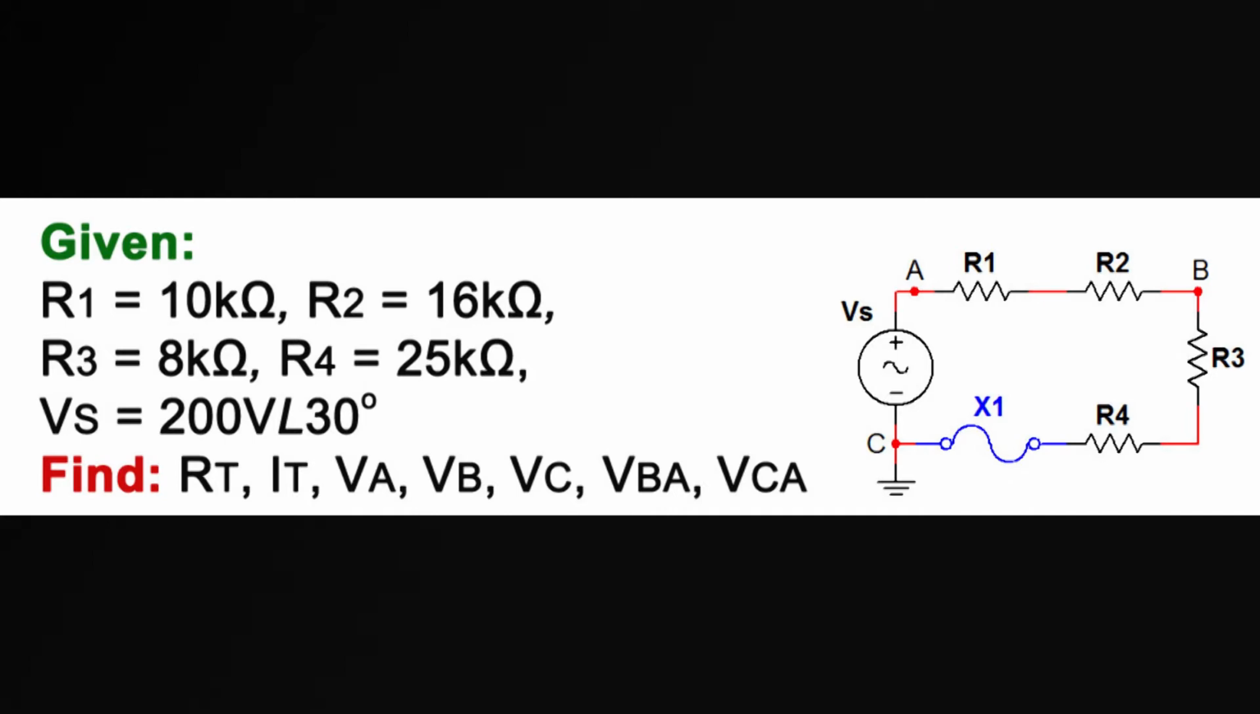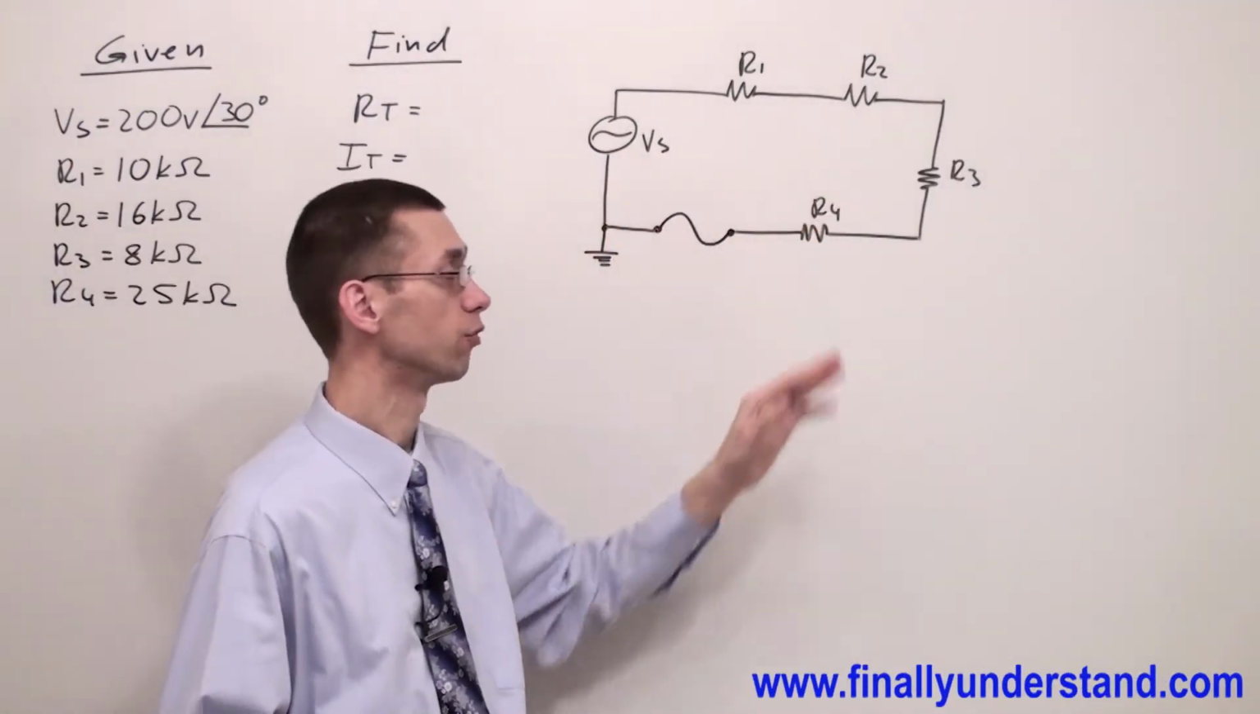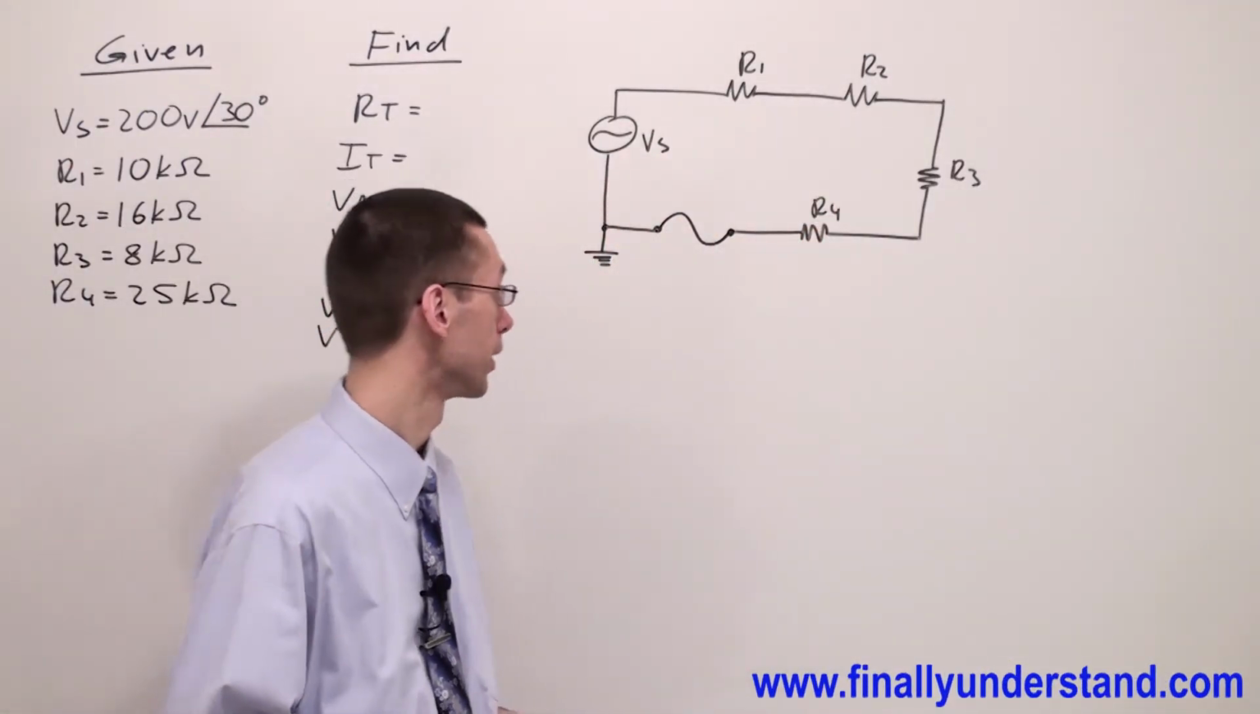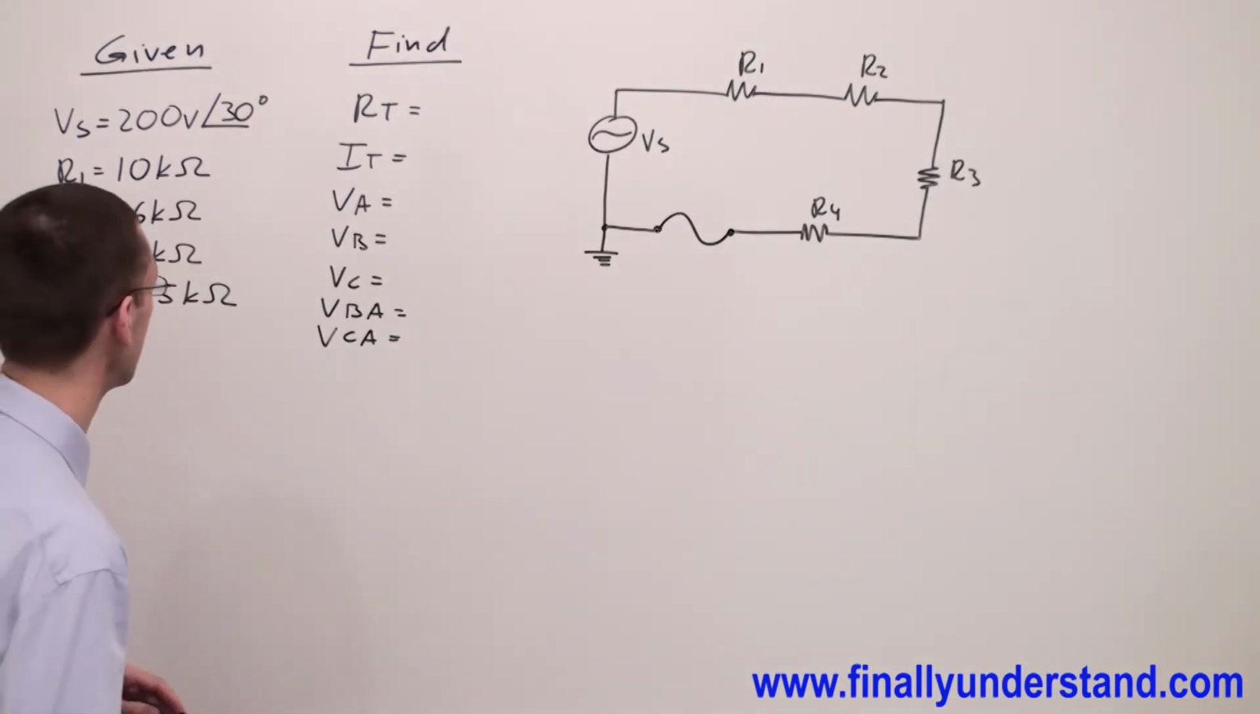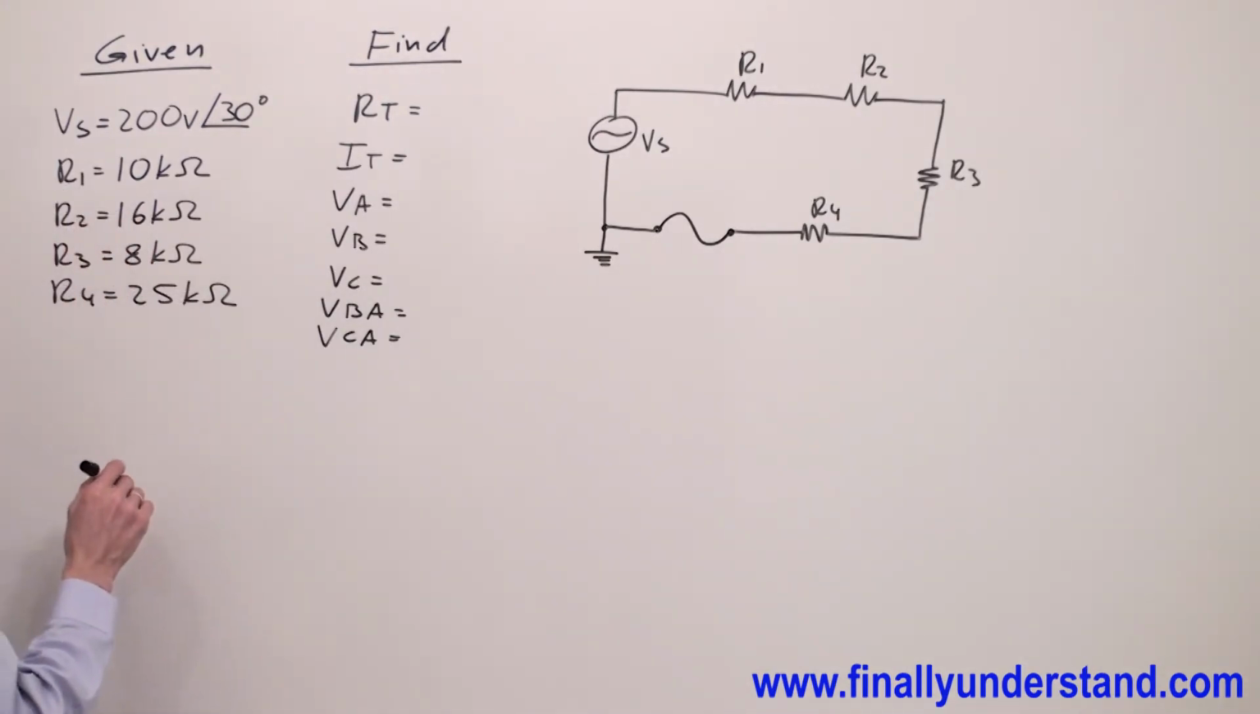Let's take a look at this example. This time we have a circuit which contains a voltage source and 4 resistors. We're supposed to find R total, I total and the following voltages.